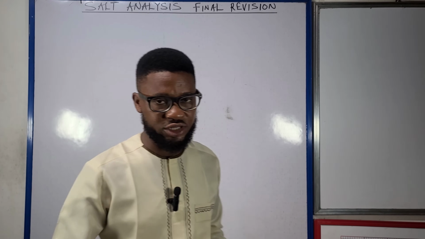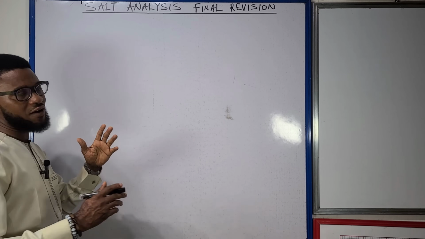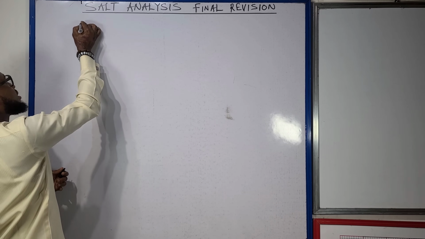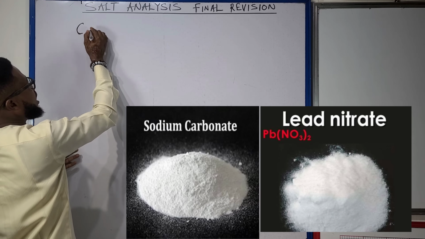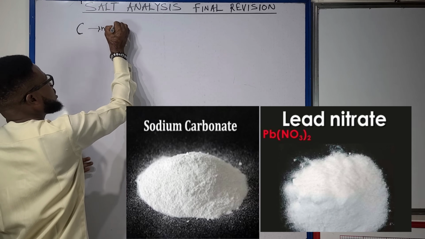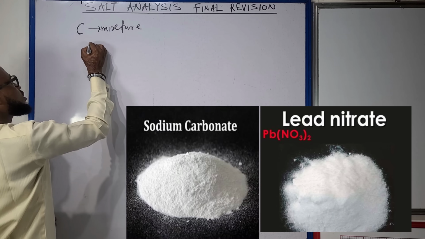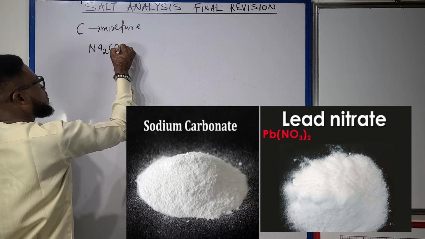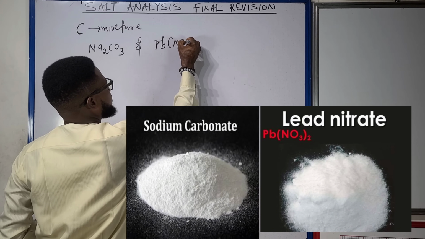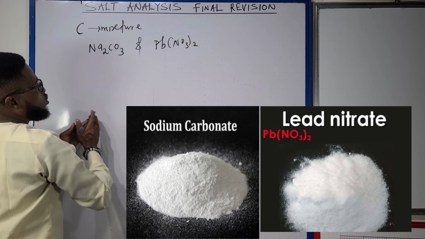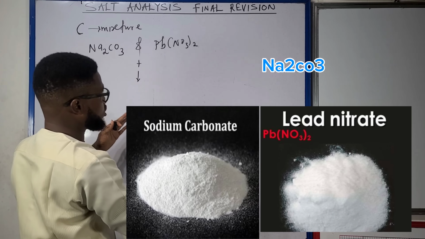Okay, let's get into it. So talking about salt analysis, we're looking at a final revision. And on the final revision, recall that this year you're going to be given a salt C. This salt C is a mixture of two salts. Actually, we're looking at sodium carbonate and lead nitrate. Of course, this looks like when these two react, this is what we're going to get.